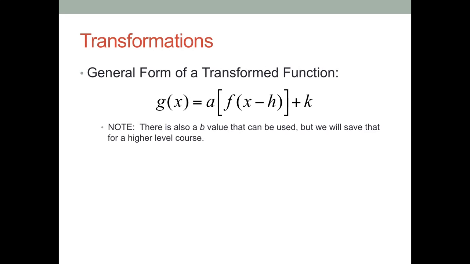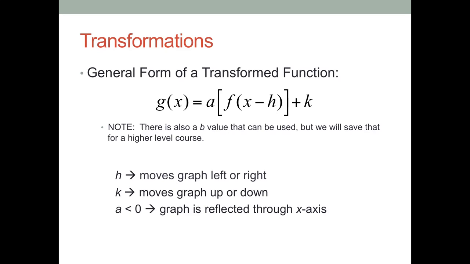Can be used, but we're not going to use b at this point. That's something that a, h, and k as numbers will cause transformations for us. So as I hope you saw in your calculator activity, the h value is going to move your graph left or right. It's going to go right if our h is positive and left if our h is negative.